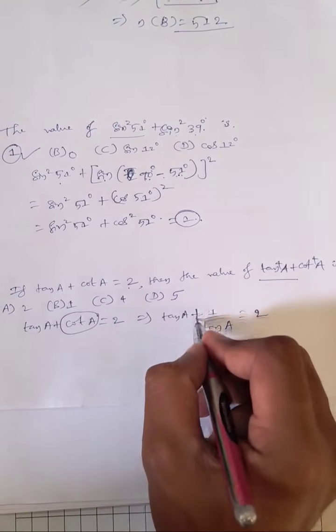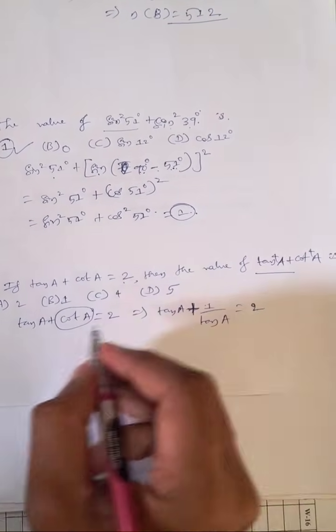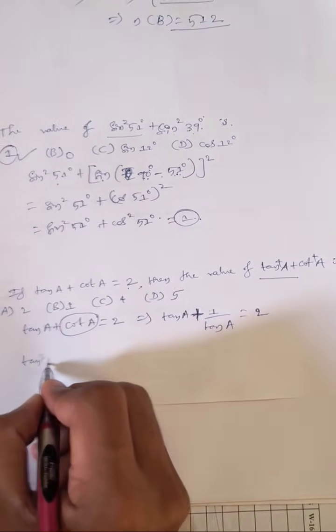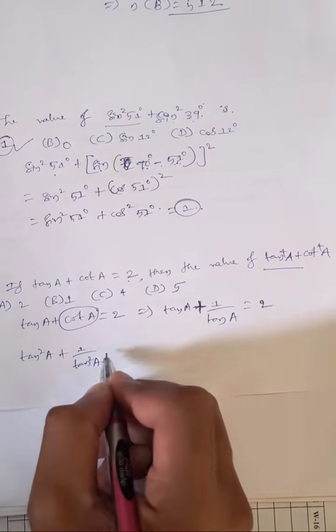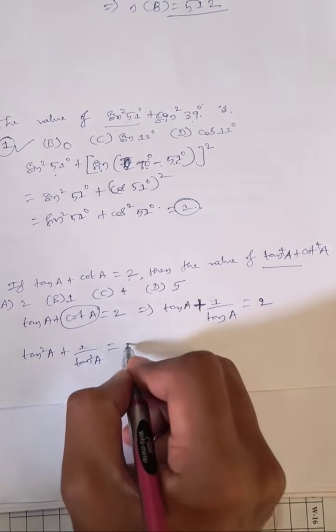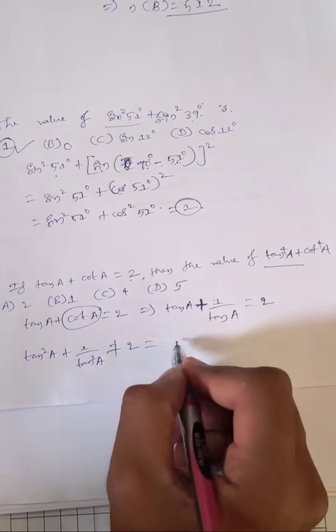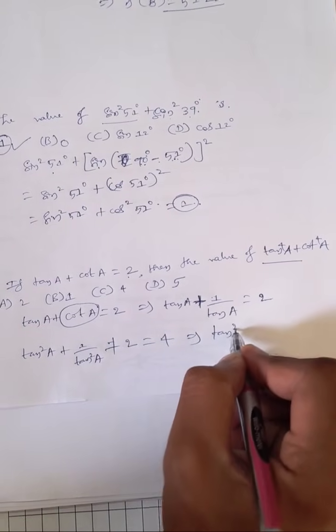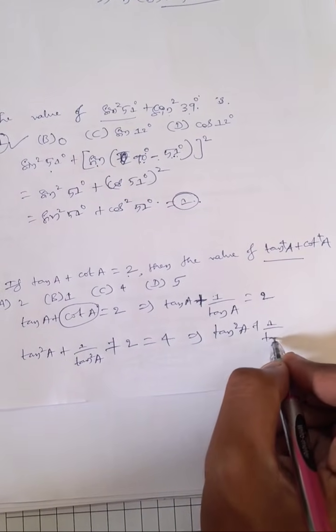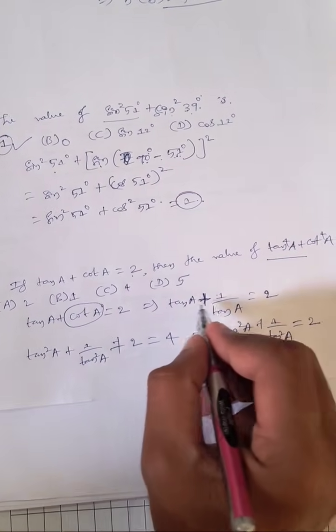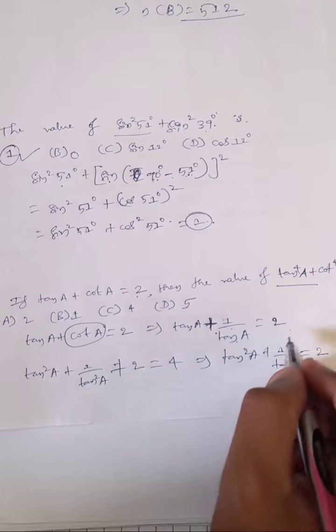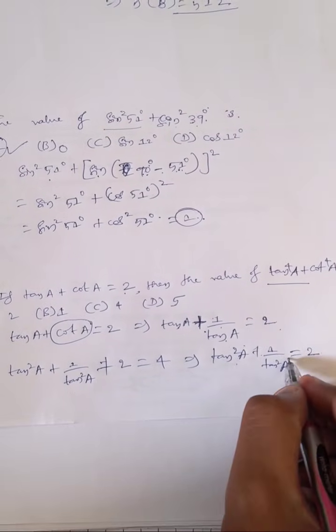First, square both sides. What we will get is tan square A plus 1 by tan square A plus 2 equals 4. This implies tan square A plus 1 by tan square A equals 2. So if tan A plus 1 by tan A is 2, then tan square A plus 1 by tan square A is also 2.